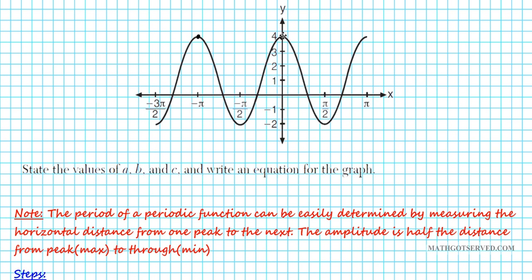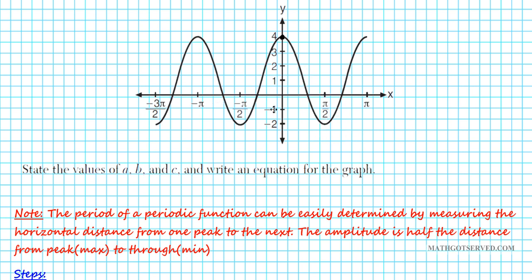So from max to max, that's a complete cycle. That distance tells you the period, or from min to min, whichever one is easiest to calculate using the calibration of the x-axis. And then for your amplitude, half the distance from the maximum to the minimum is an easy way to calculate the amplitude of your graph. Remember, the amplitude is not the distance from max to min, it's half that. The amplitude is the displacement from the center to the max or min.